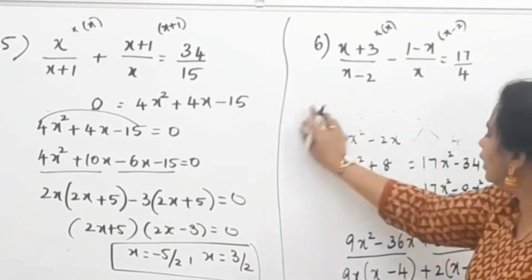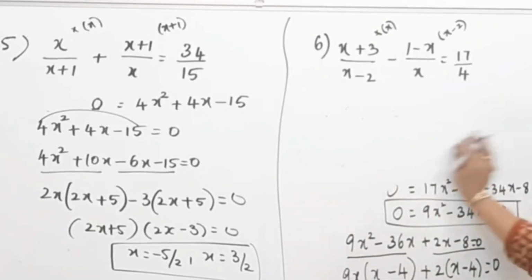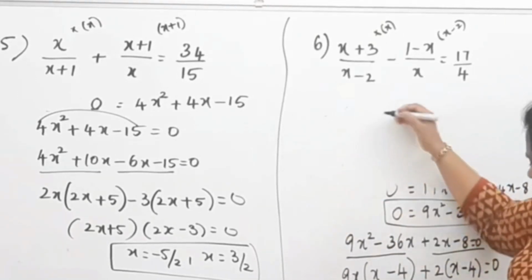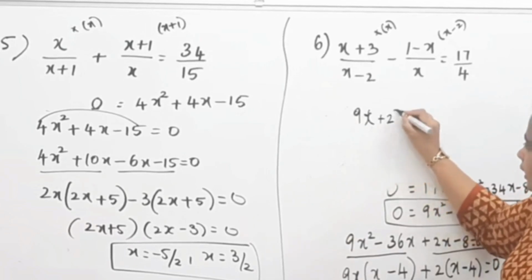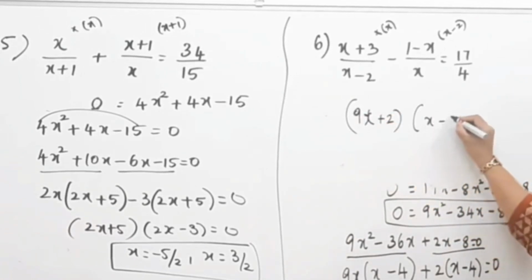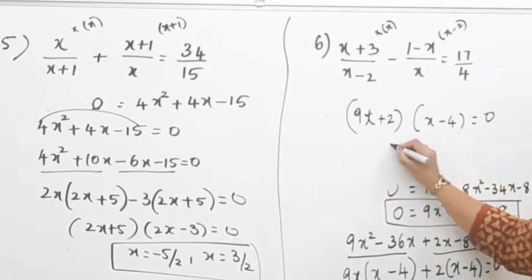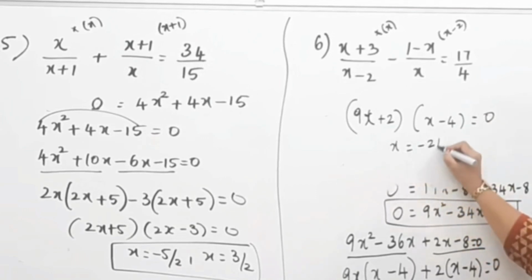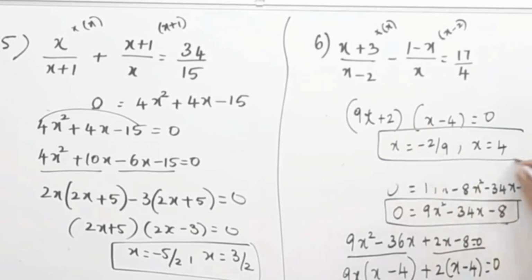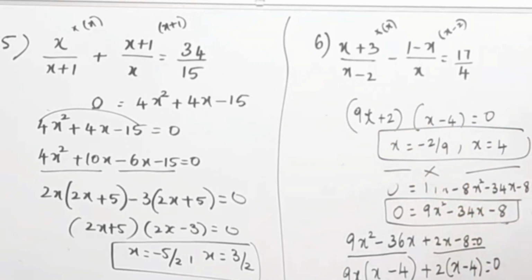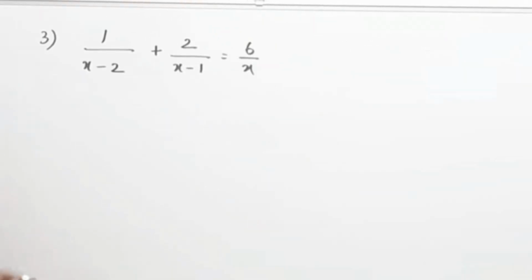Now, I get my x values as 9x plus 2 into x minus 4 equal to 0. So my x is equal to minus 2 by 9 and my x is equal to just the number 4. I got my values for x, as simple as that. Then we move on to the next question.